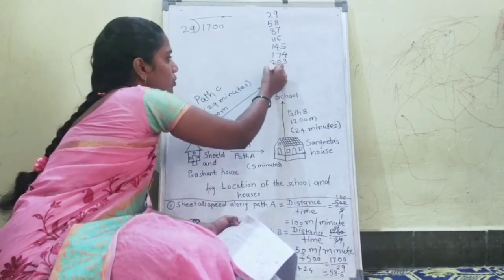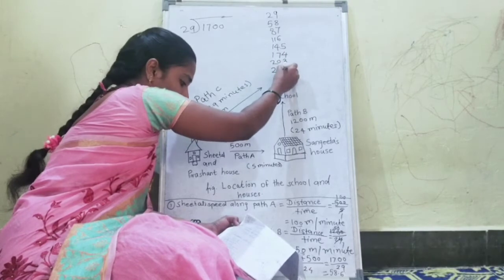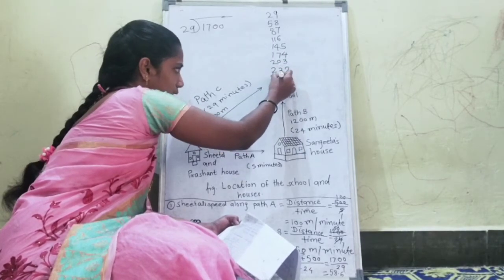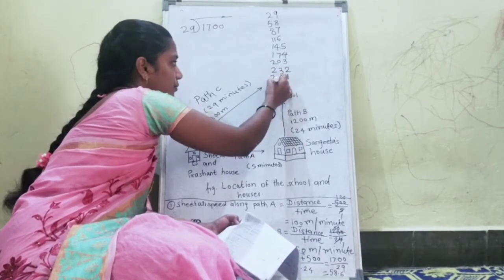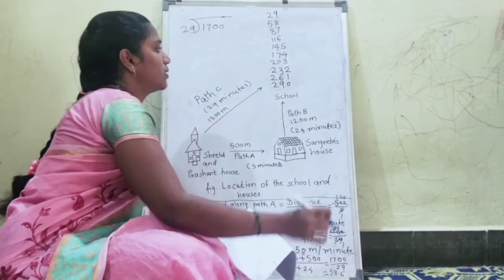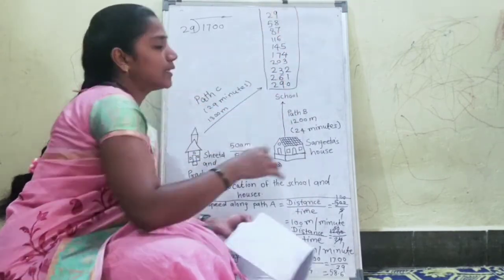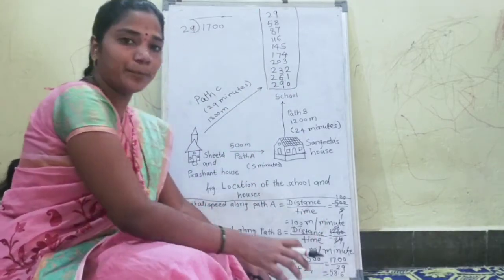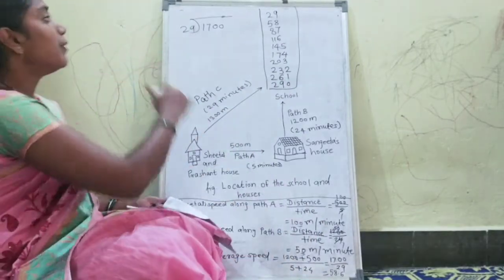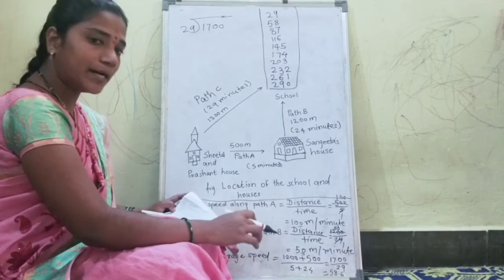29 eights are 232. 29 nines are 261. 29 tens are 290. This is the table of 29. You can write it on the rough side of the paper. Then divide this 1700 by 29.